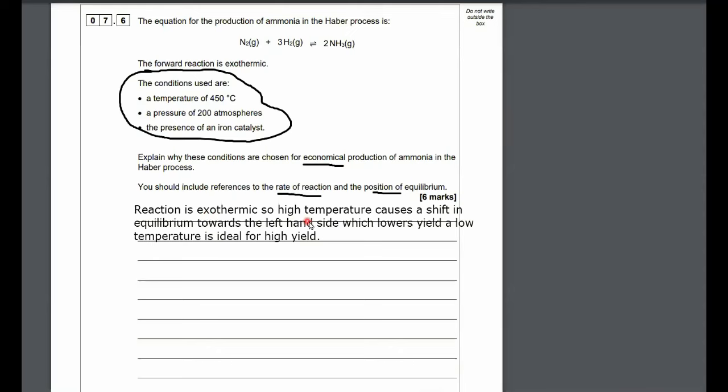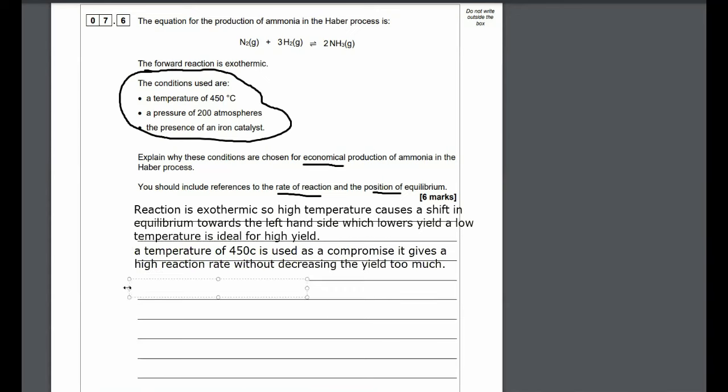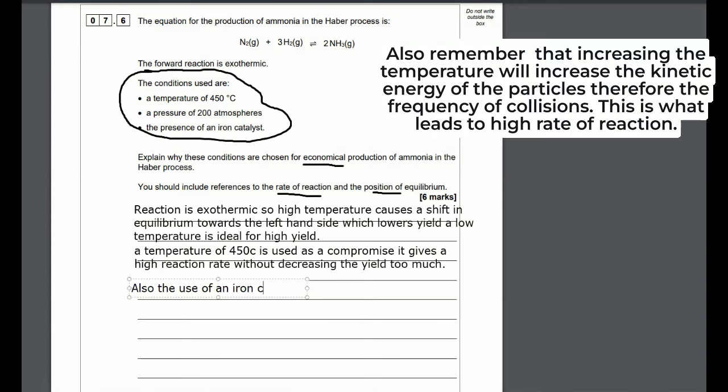So here I'm talking that as it's an exothermic reaction, normally high temperatures are bad. They cause a shift to the left-hand side, the endothermic side of an exothermic reaction, and that gives you a low yield. So why do they use a high temperature? Well, it's called a compromise temperature. It gives us a high rate of reaction. Remember, high rate of reaction, you get more kinetic energy, an increased frequency of collisions. So it gives us a high rate of reaction without decreasing the yield too much.